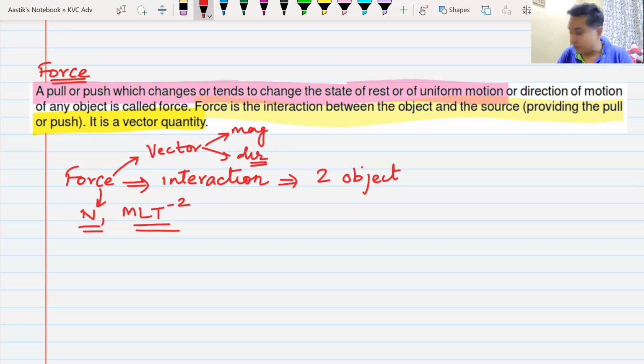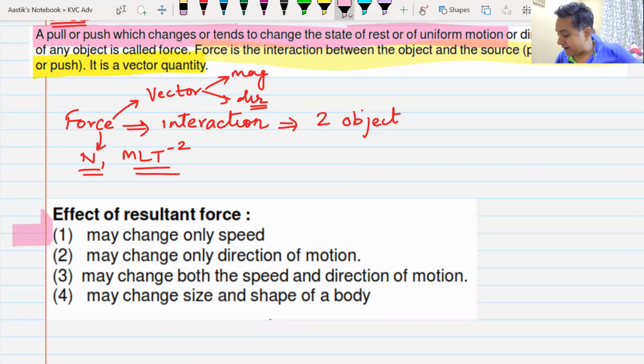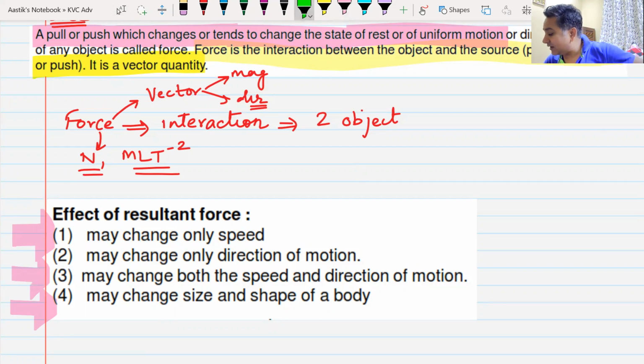What can a force do? You don't have to write it. Just see what can be the effect of force on a body. It can change the speed. When I say speed, I mean the magnitude of velocity. That is number one, it can change the magnitude of velocity. Number two, it can change the direction of velocity. Number three, it can change the size or shape, or it can change both the magnitude of velocity as well as the direction of velocity. Do we understand this? Everyone understands this force? No one has any doubt on this? What can a force do?